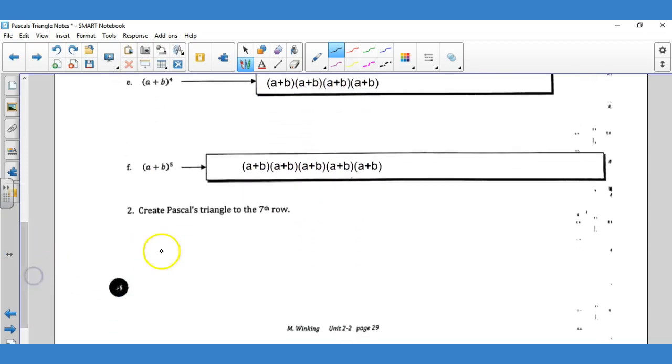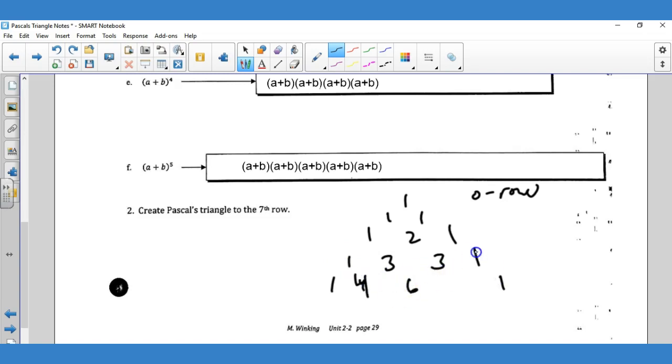Right here, it says create a Pascal triangle to the 7th row. Well, remember you always start with 1. This is the 0 row. So 1, then 1, 1, then 1, 2, 1. All I'm doing right here is adding. 1 plus 1 is 2. So 1's always on the outside. Then 1 plus 2 is 3, 2 plus 1 is 3, then 1's on the outside again. 1 plus 3 is 4, 3 plus 3 is 6, and 3 plus 1 is 4.